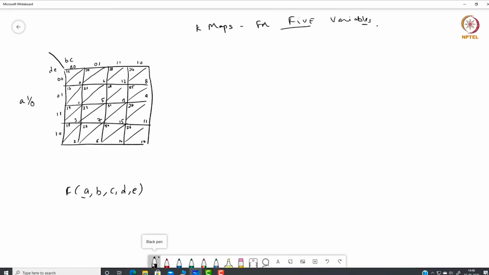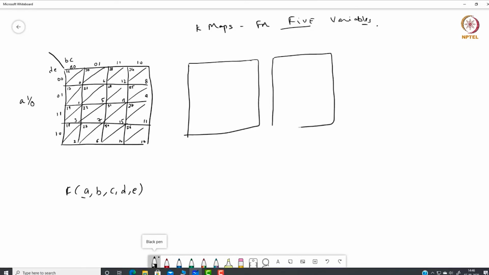The other alternative is that we can also design two 4 variable K-maps, one with A equal to 0, another with A equal to 1, and then we can say B, C, D, E on this side, B, C, D, E on this side, and then again divide them into 16 cells.